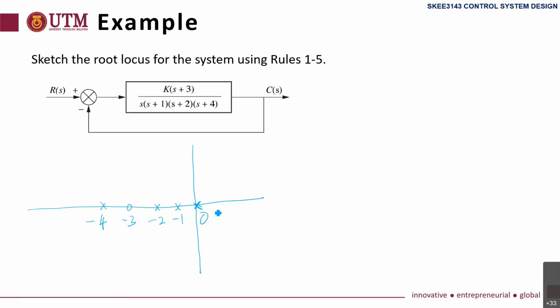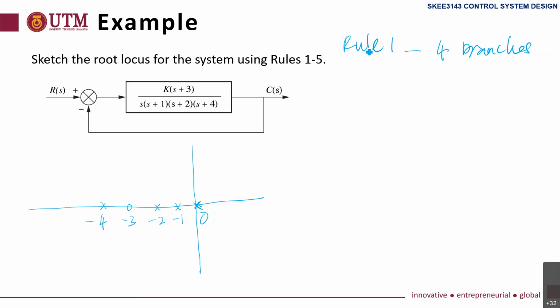Rule number 1 says that we will have 4 branches. Rule 1, 4 branches, because we have 4 poles. Later we will see what the 4 branches look like. Rule number 2 mentioned that it is symmetrical on the real axis. So later we will see it will be symmetrical.